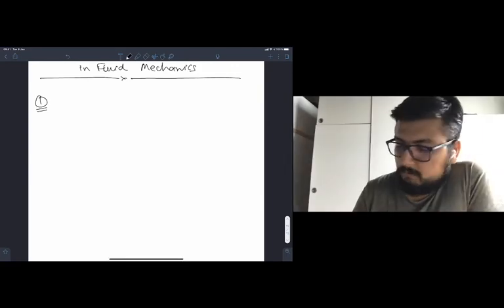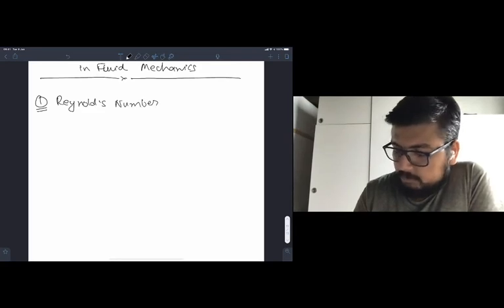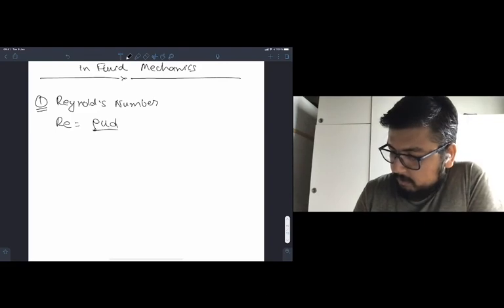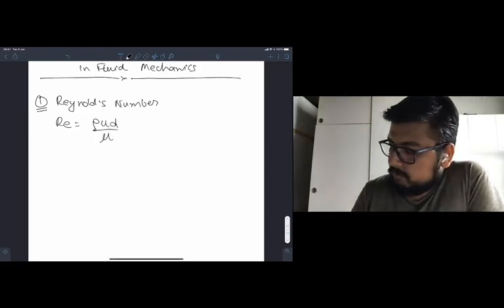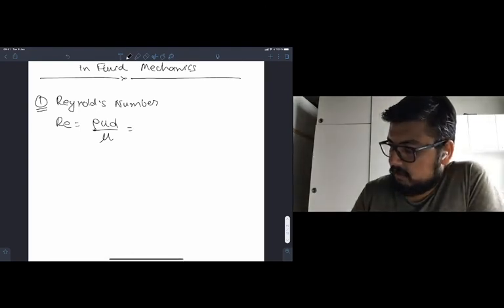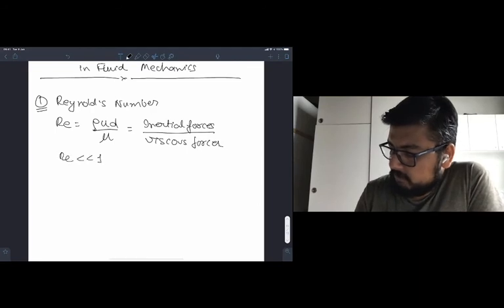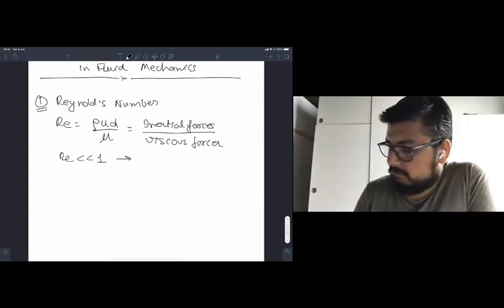So the first one would be Reynolds number. We have been talking about this number quite a lot. It's given by rho u d by mu. What this number signifies is basically a comparison between the inertial forces and the viscous forces. So if Reynolds number is way smaller than 1, then the viscous forces win.